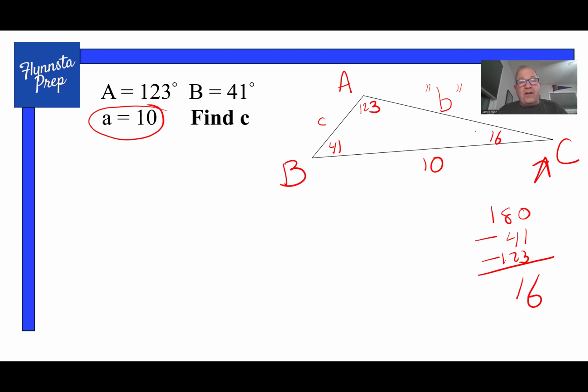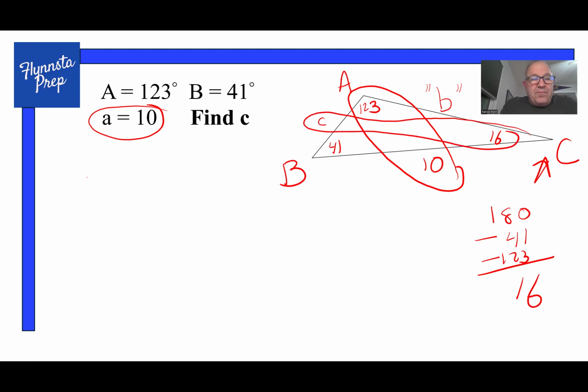So to do law of sines, we're looking for winning pairs. In other words, we need to find an angle and a side opposite of it which we know. Because sine A over a, right, we need to know both of those. These are the two pairs we are going to use. We're going to use the sine of 123 over 10 equals the sine of 16 over little c.